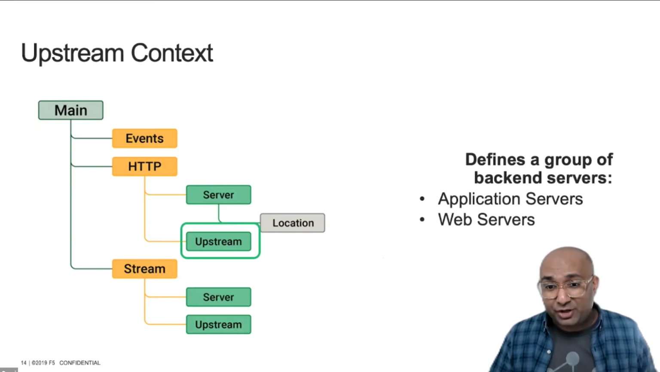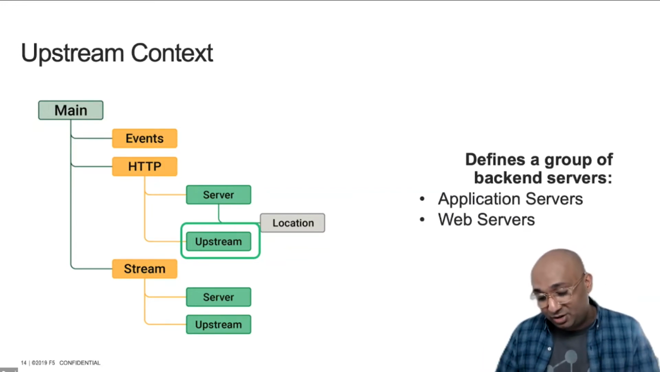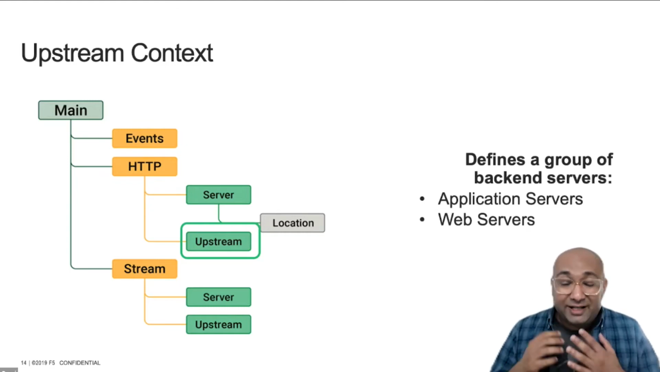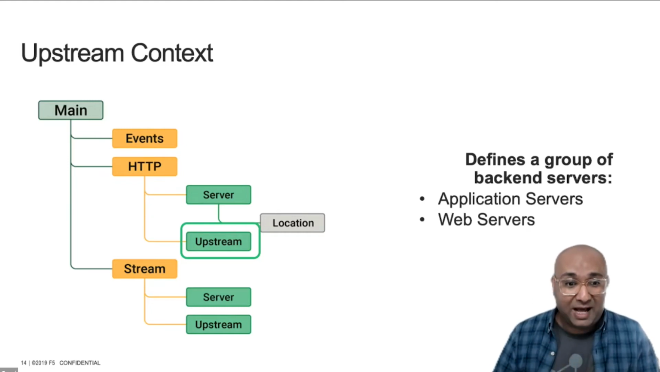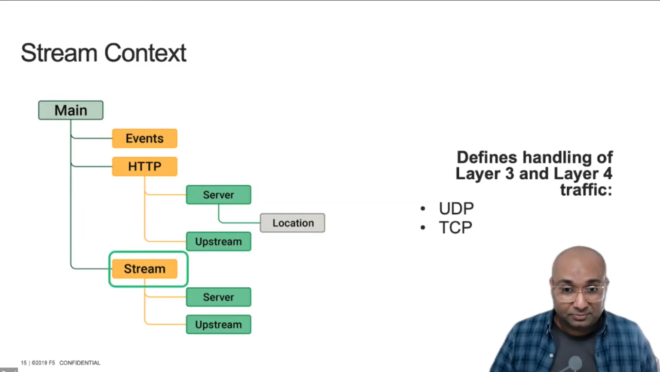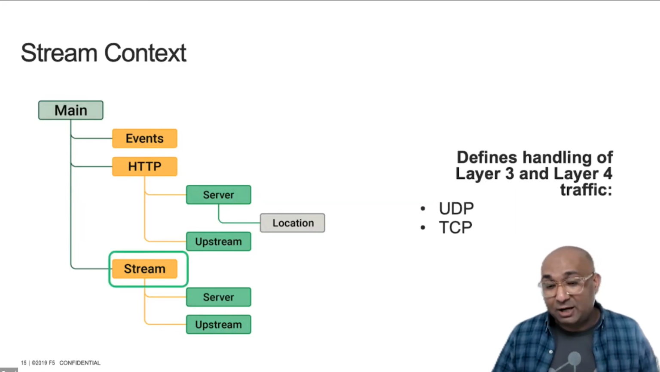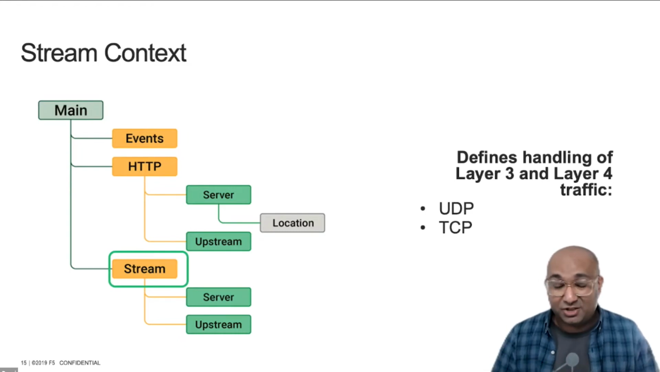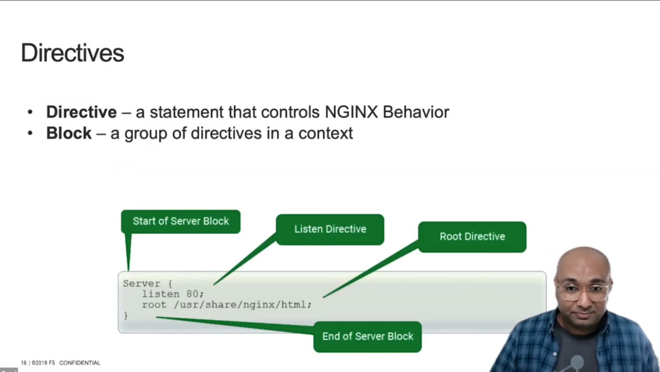Similarly, the upstream context defines a group of backend applications, application servers or web servers, essentially to use in a load balancing use case. The stream context defines how NGINX handles essentially layer 3 and layer 4 traffic, such as TCP and UDP.